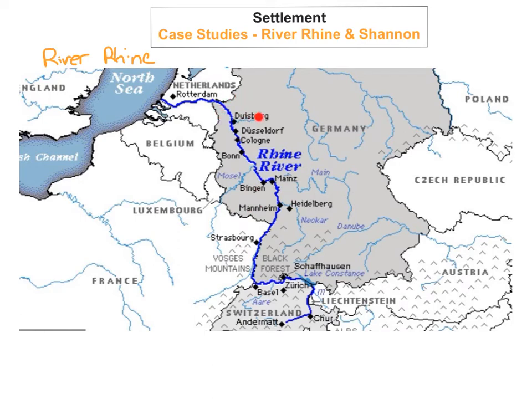At Duisburg up here, it's where the River Rhine meets another river, a tributary, which is called the River Ruhr. In the valley of the River Ruhr, it contains Europe's largest coal fields. Obviously the coal fields are of quite a lot of importance to Germany, because they can sell it and export the coal.